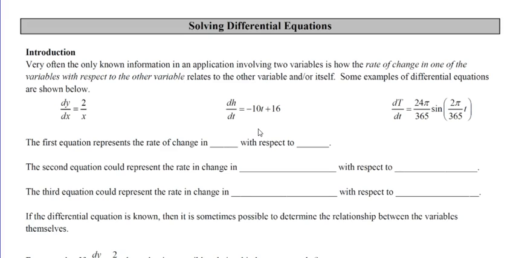So sometimes, or very often maybe, the only known information in an application involving two variables is how the rate of change in one of the variables with respect to the other relates to the other variable and or itself. I really should have reworded that. I was like, really? What?